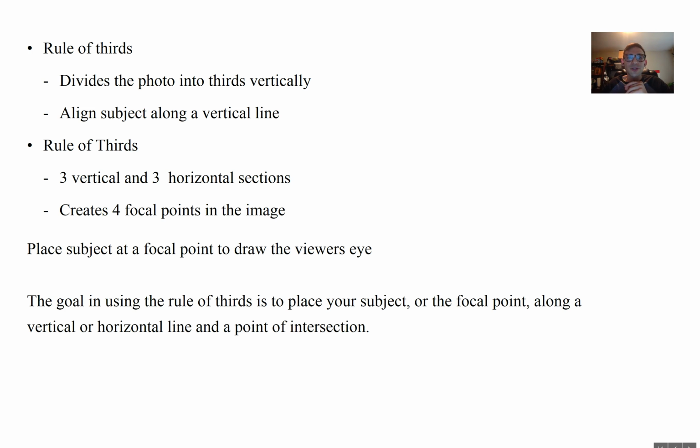Typically, you will place your subject at a focal point to draw the viewer's eye. The goal in using the rule of thirds is to place your subject or the focal point along a vertical or horizontal line and a point of intersection.